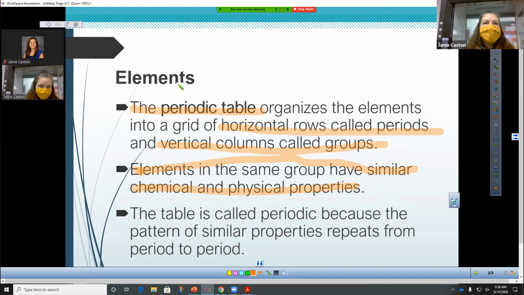If elements are in the same group, they have similar chemical and physical properties. The reason we call this the periodic table is because as you hit a certain number of elements, you start repeating. So we've lined it up to where those are all in the same group. Groups go up, and a period's at the end of the sentence, and we write our sentences left to right.